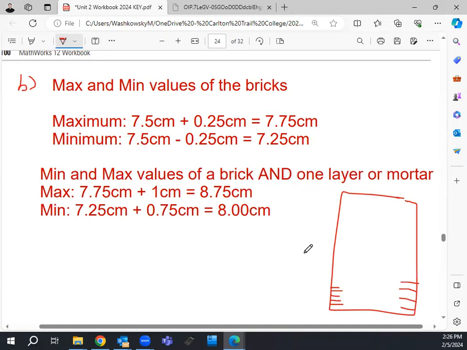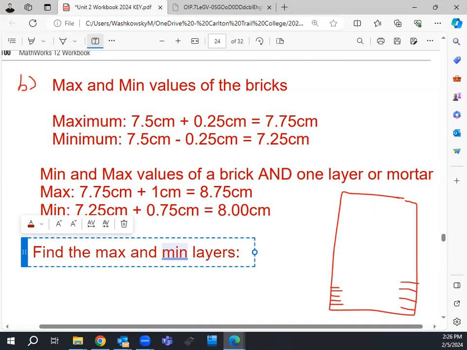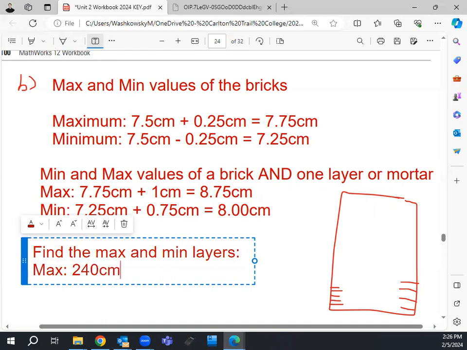I could do that all the way up until I get that. Instead of counting one by one, though, why don't I just divide it? So I now know the maximum and the minimum, right? So if I want to find the max and min layers, well, I know I need to have 240 centimeters, right? Let's find the maximum. I know I have 240 centimeters of total height to work with, right?